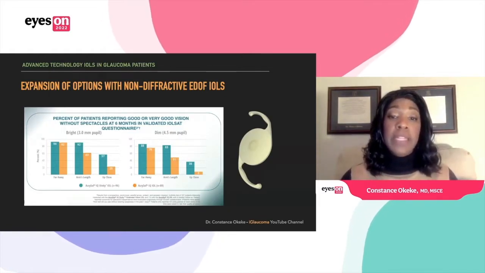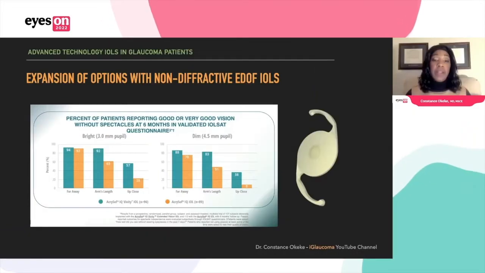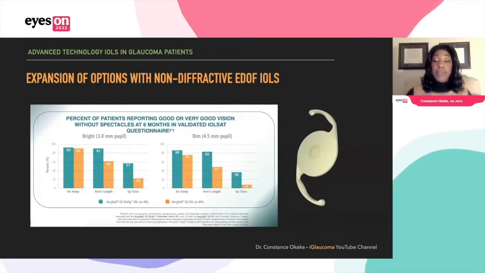Now, in the dim light settings, we see that it's still very comparable, where the far away is excellent, intermediate is excellent, and then still very good at up close. And so this lens has the ability to help patients who are going to have issues with contrast sensitivity. So even in dim lighting, still being able to have very good outcomes visually.